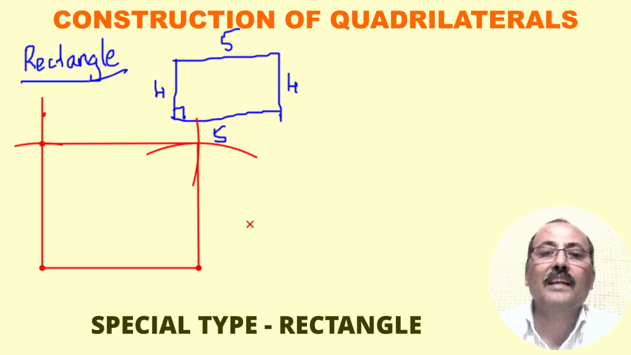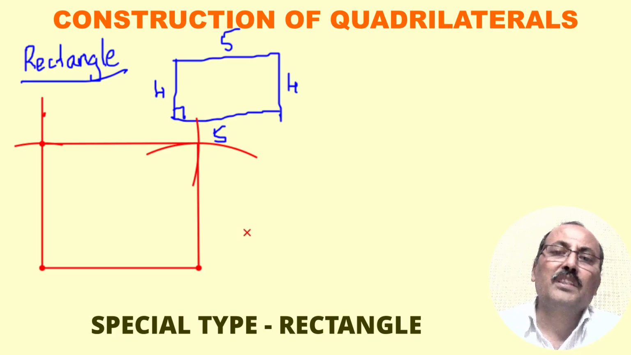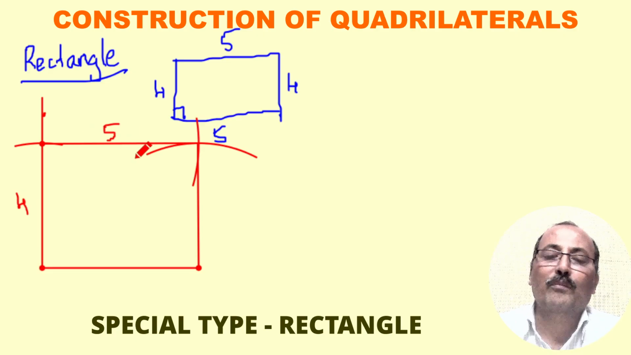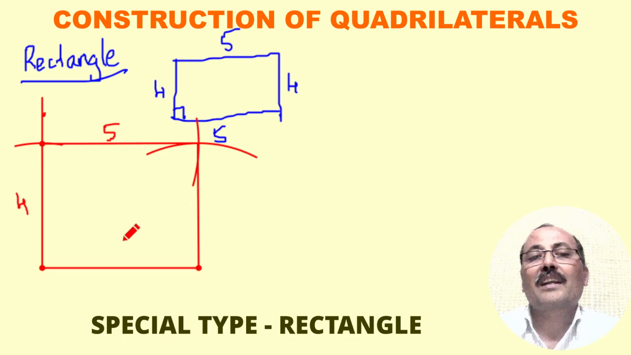Now we'll get a parallelogram. Does it look like a parallelogram? No problem, no doubt, because it is 5 centimeter and this is 4 centimeter. A slight difference only. Suppose if I had taken 6 centimeter or 7 centimeter, that would be clearly visible.